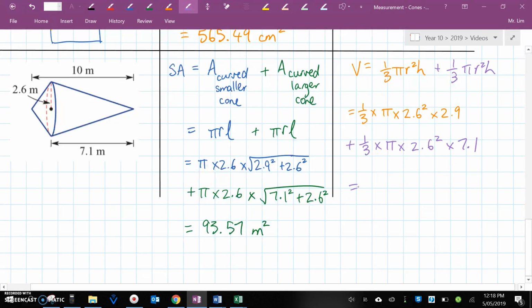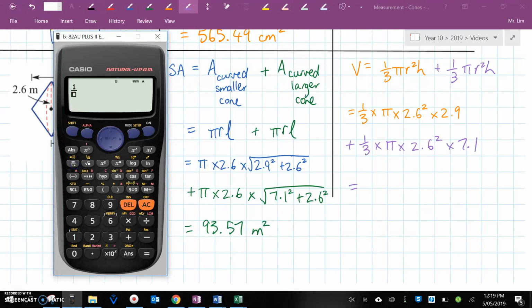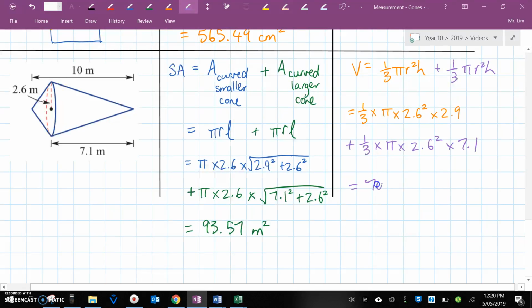And when we put that in our calculators, we get 1/3 times pi times 2.6 squared times 2.9 plus 1/3 times pi times 2.6 squared times 7.1, which is 70.79 meters cubed. And that's it for this video.